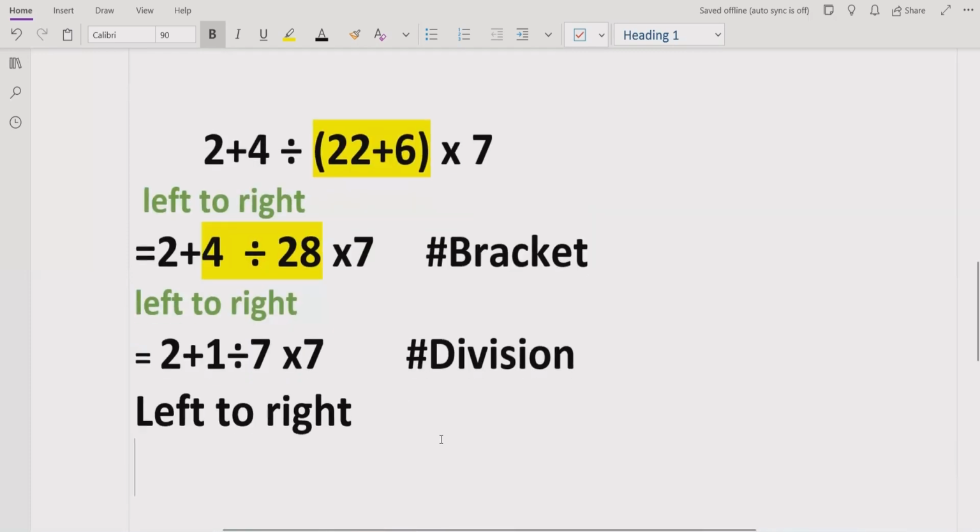And we see here we have 2 plus 1 upon 7 multiplied by 7. Now we will multiply 1 upon 7 by 7. So here we have 1 upon 7 multiplied by 7, and we get 2 plus 1. So here we have multiplied the expression first.